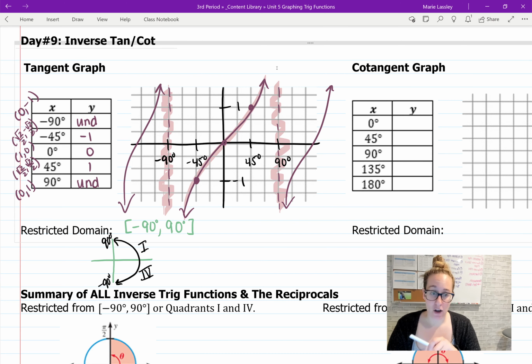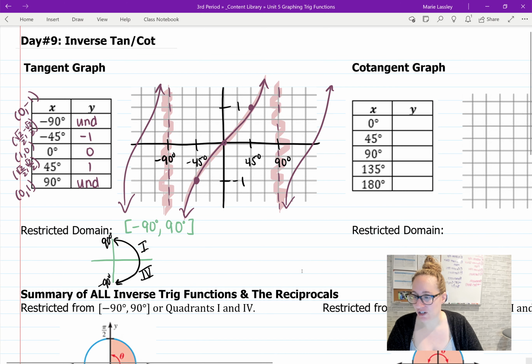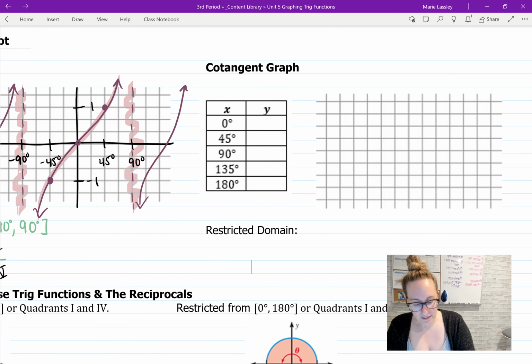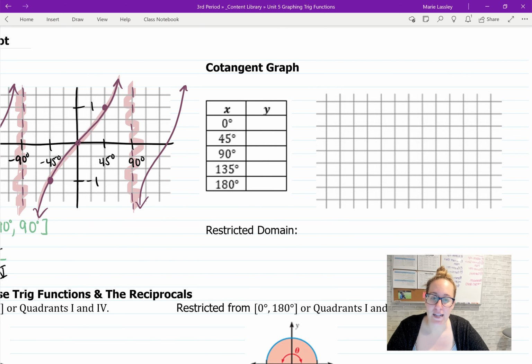Now, I would love to tell you that cotangent was the same, but it's not. So we do have to do cotangent as well. Let's scroll over here and check out cotangent, because cotangent and tangent are different. They're going to have their asymptotes in different places. So for cotangent, this is when we do x over y.